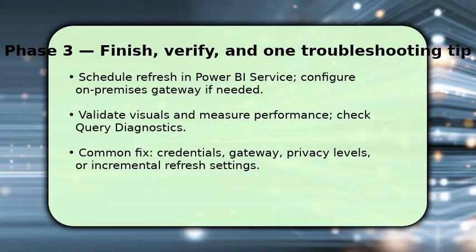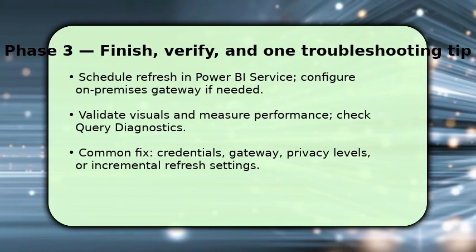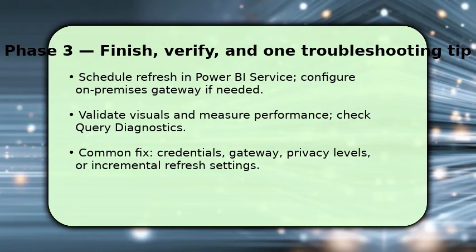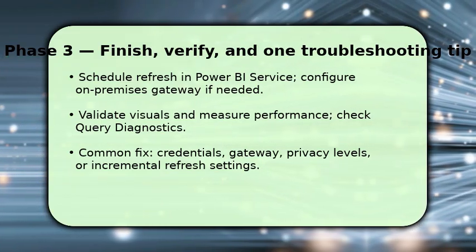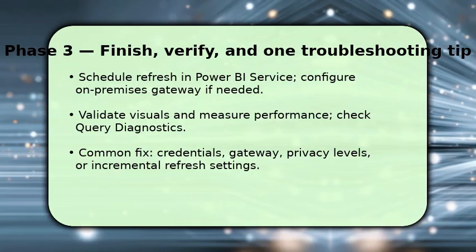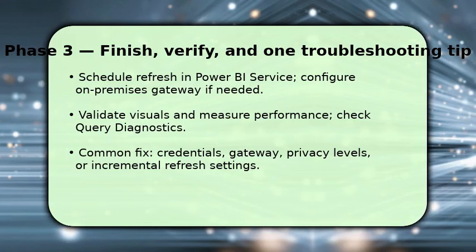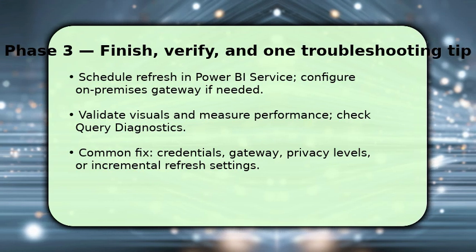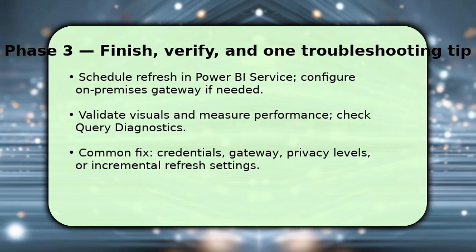Once published, validate visuals and run a manual refresh to confirm success. If performance lags, use query diagnostics to pinpoint slow steps. If something fails, check credentials, gateway status, and privacy level mismatches first. Those are the usual culprits. Finally, enable incremental refresh for large tables to cut future refresh time and costs.